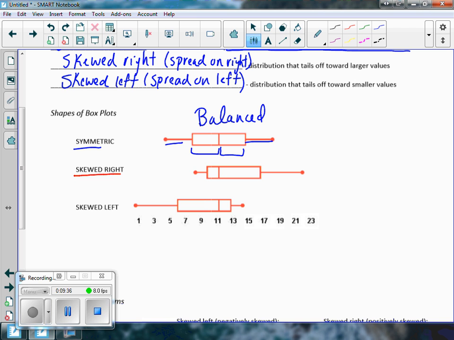Over here, we're skewed right. And the reason why we're skewed right is because the data is more spread out on the right-hand side than on the left-hand side of the data set. So we would call this a skewed right data set. Over here, we would call this one a skewed left data set because on the left-hand side, we are way more spread out on the left-hand side. Way more spread out.